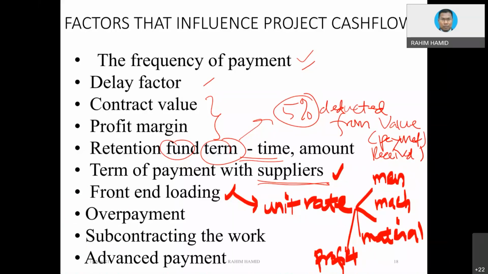And in terms of unit rate, they could be in percentages. Let's say they already calculate what could be the portion of man, machine, and material, and then what could be the profit rate for this work. And the profit rate would not be the same for every item.